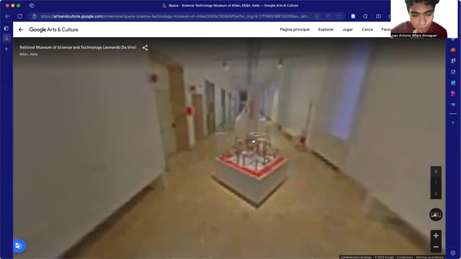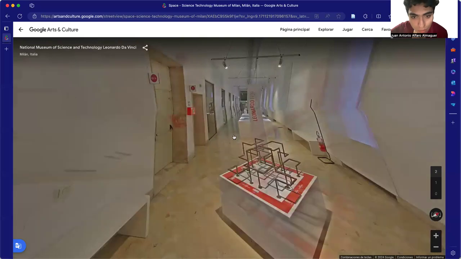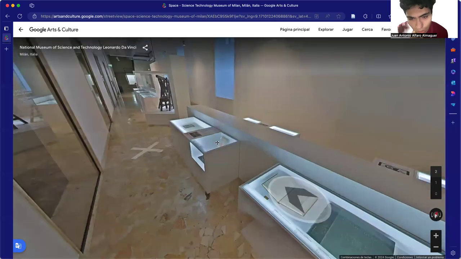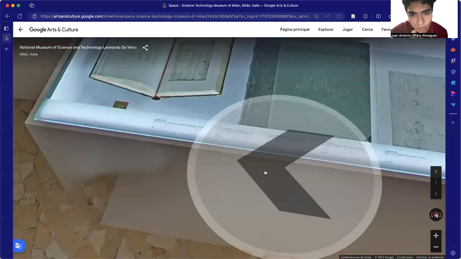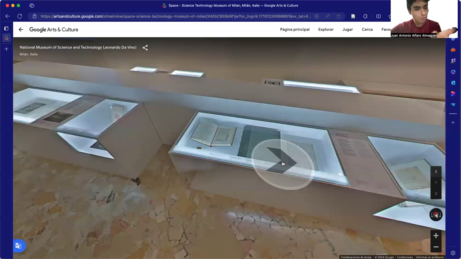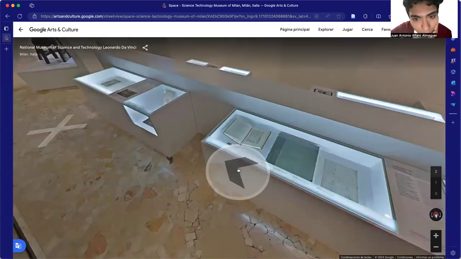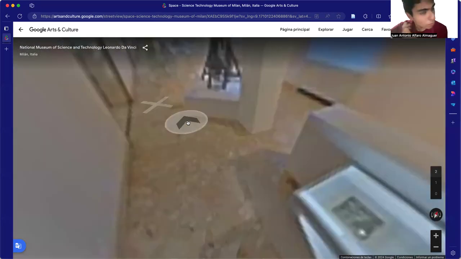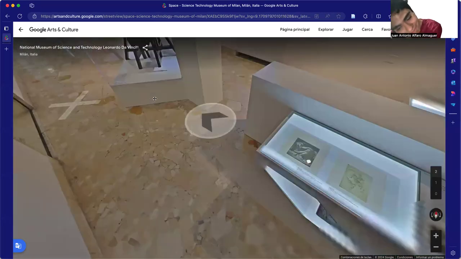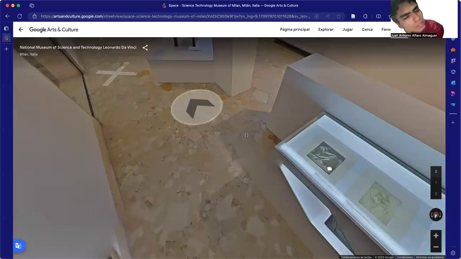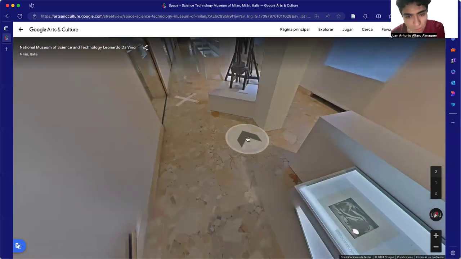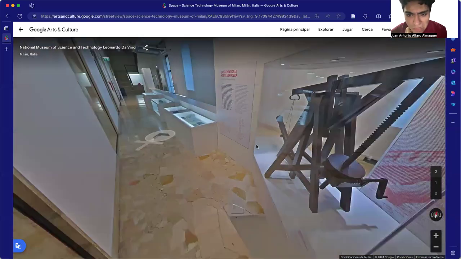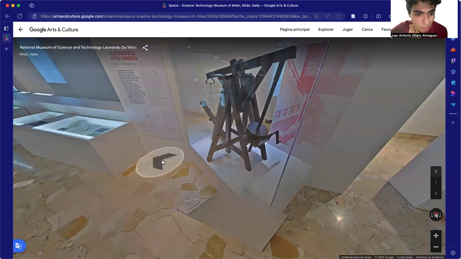What is this? Okay, I think most of these are manuscripts from Leonardo, but I cannot open the books, and I don't know so much information about the books. So I think that for the moment, this is enough for our visit.